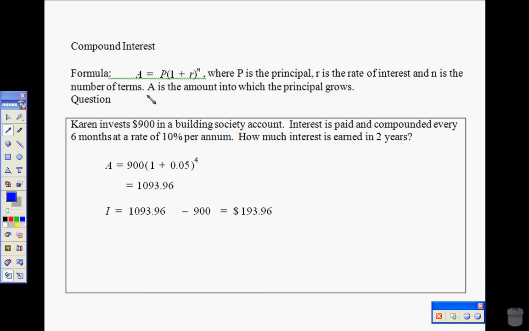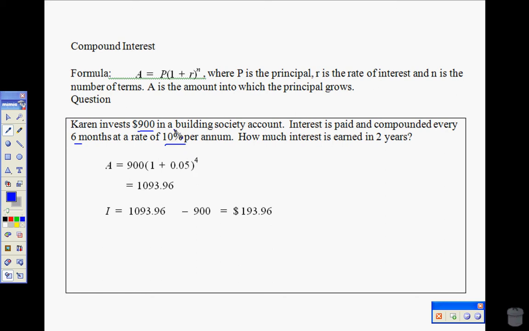So the question here was saying Karen invests 900, there's our principal, and interest is paid and compounded every 6 months. So that means even though it's 10% per annum here, because it's compounded every 6 months, it's compounded twice a year. So we've got to change our number of terms. So in 2 years, Karen's got $900 that's getting 10% interest per annum, but only 5% interest per 6 months. That's why it's half of that.